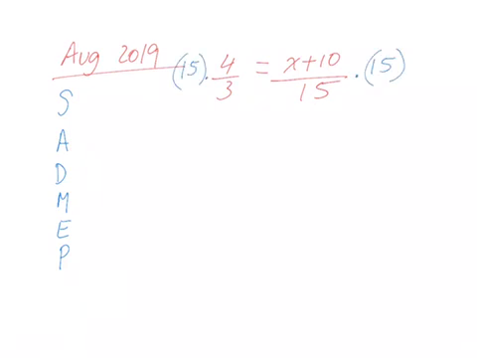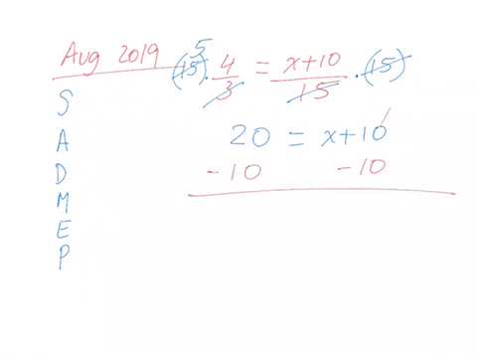So let's do this. This and this cancels, so you've got x plus 10. And here you've got 5 times 4, which is a 20. Then let's subtract 10 on both sides. So this cancels. So we get x as 10, which is answer choice 3.